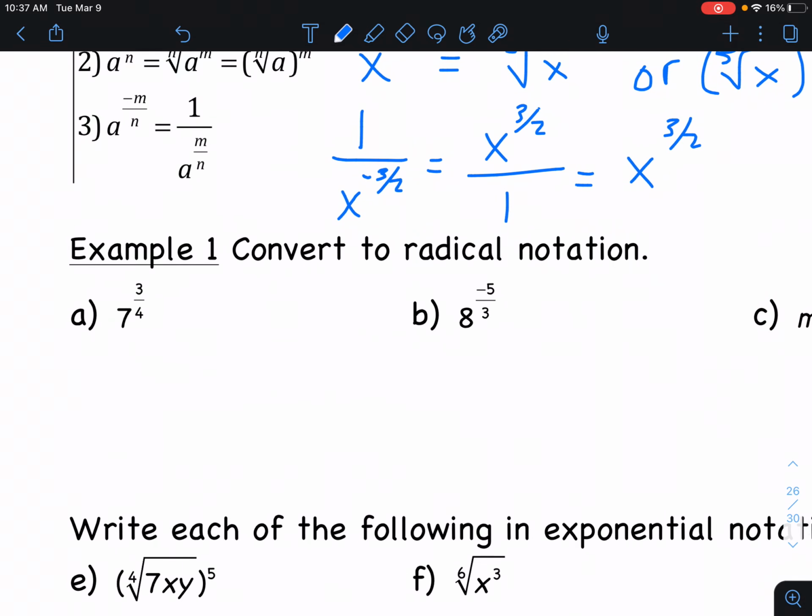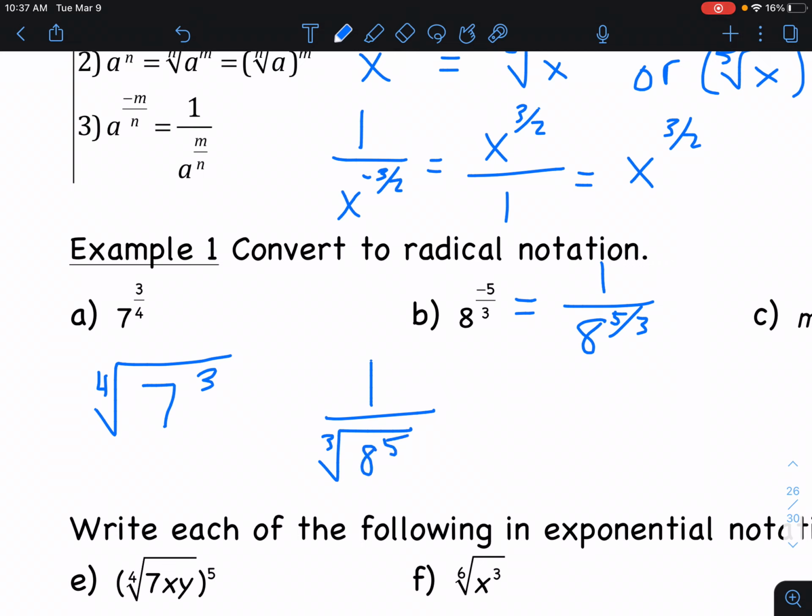Okay, so example 1, I'm going to convert to radical notation. The denominator is 4, so it's the 4th root of 7 to the power of 3. Letter B is a negative exponent. I want to get rid of that first, so I'm going to make it 1 over 8 to the power of 5/3. Then I can turn it into radical notation: 1 over the cube root of 8 to the power of 5.